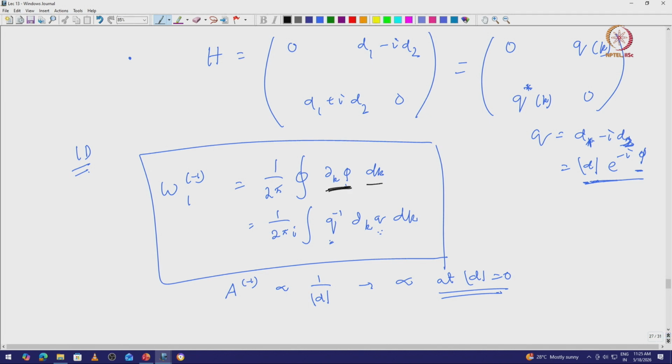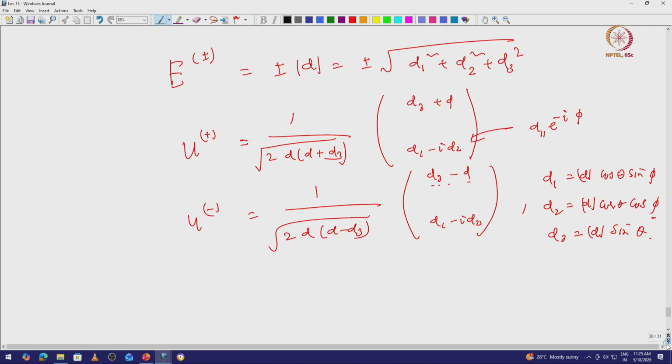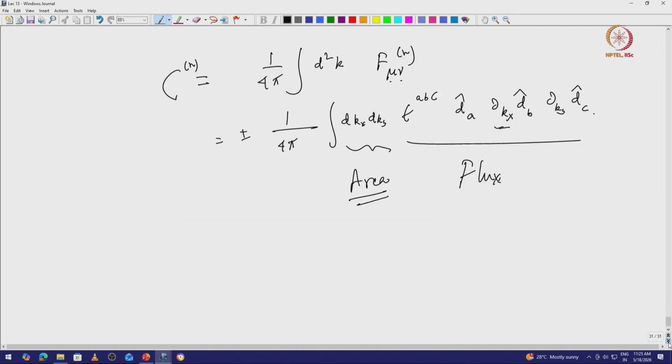And this is the flux, whereas in 1D we had a phase winding and this was the line integral. This is some quantity related to this and the line integral. So, it is kind of a vector potential or connection, Berry connection, and this was the line integral of the vector potential. And in 2D, now 1D is generalized to 2D and becomes area, and this becomes the flux, which is F.